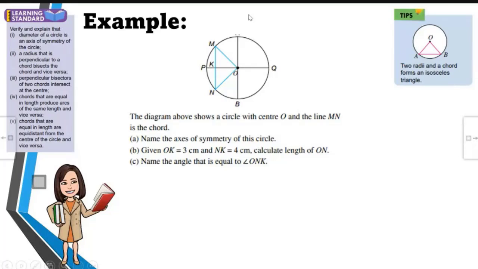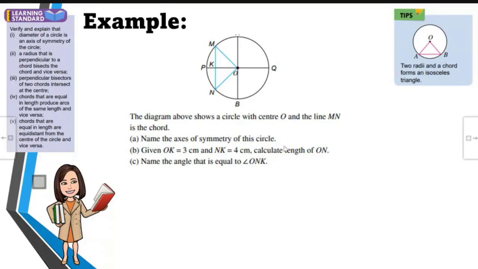So from the diagram, which one is your axis of symmetry? Tell me, using the alphabet here, which one is the axis of symmetry from this diagram? What alphabet represent the axis of symmetry of this circle? Just now you say POQ is a diameter, right? The first property that I show you just now, remember or not? Look back to the learning standard. Diameter of a circle is an axis of symmetry of the circles. So can you answer the first question? What is the answer for the first question?